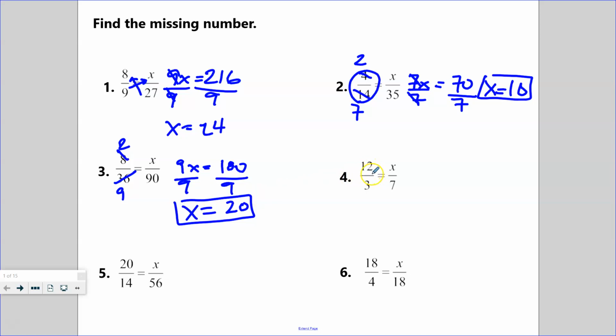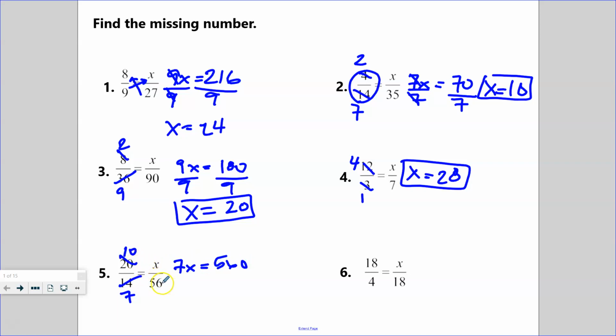1 and 4, make it easy on ourselves, so we have x equals 28. And over here, again, make it easy for us. We can divide by 2, so we have 10 sevenths. So we have 7x equals 560. How did I get that so fast? 10 times anything, just add the 0 to the end. Divide by 7, divide by 7. 56 divided by 7 is 8, so x equals 80.